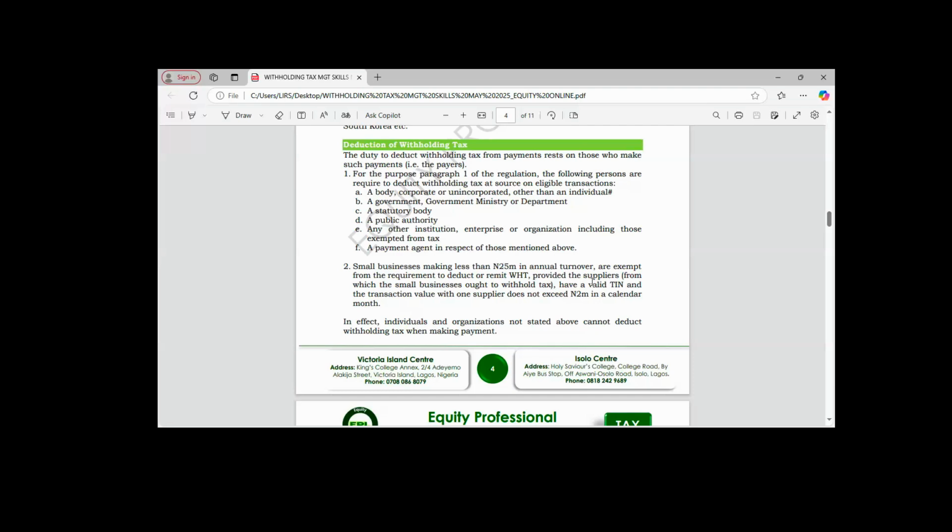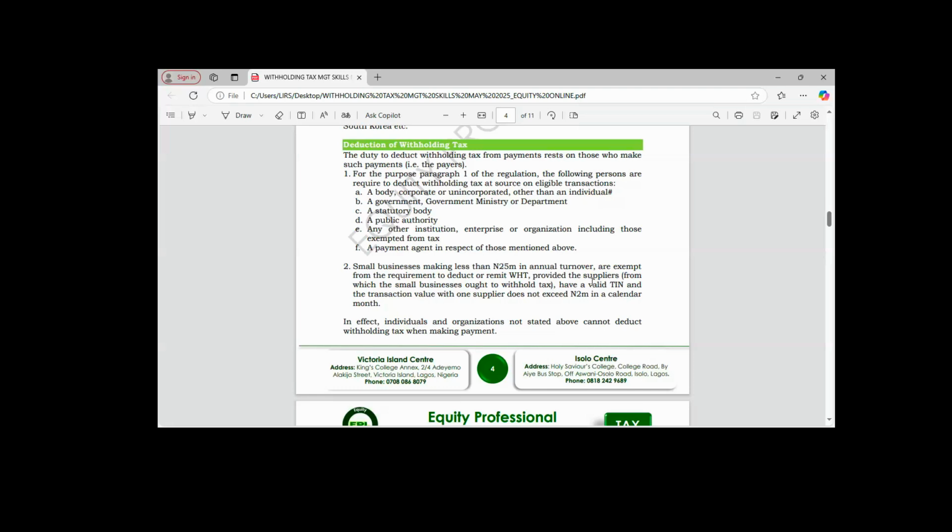But there is a condition attached to it, provided that the person you are dealing with has a valid TIN number or payer ID. Where the person does not have a valid TIN number or payer ID, you are mandated to deduct and remit. And that the supply does not exceed 2 million naira in a calendar month. That single supply that you want to supply to that person in a month is not going to be more than 2 million naira, the entire supply in that month.